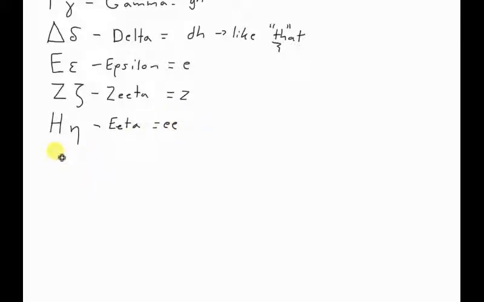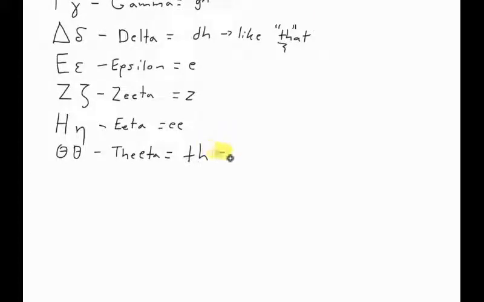The next letter is a consonant, theta. The capital is a circle with a line in it, and the lowercase is a thinner version of that with a line in it. So this one's thicker, this one's thinner. Theta. And it makes a th, like thimble.